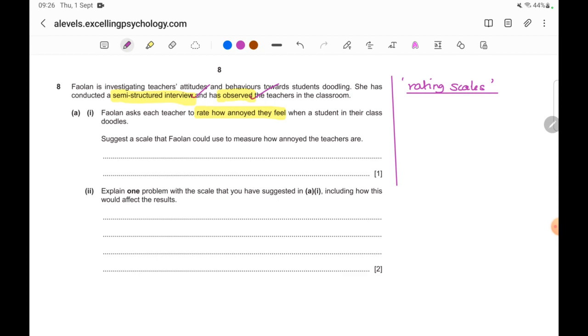Suggest a scale that 𝗏𝗏 could use to measure how annoyed the teachers are. Now, what do they mean by suggest a scale? What they mean is we need to actually present those numerical values. Okay, a rating scale always has some numbers which symbolize or stand for some response that we are expecting from participants. So we have to present those numerical values, 1. Second, we have to present what those numerical values represent or stand for.